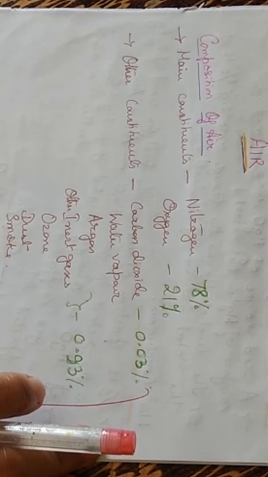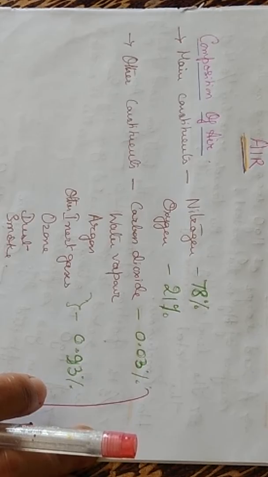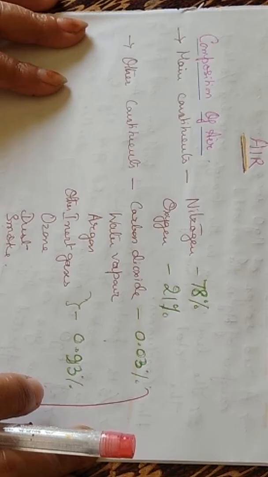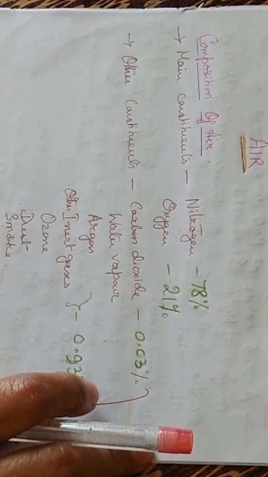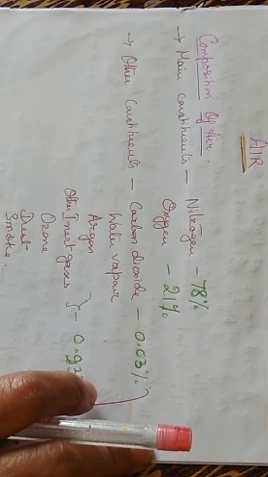Today I am going to discuss the air chapter according to ICSE syllabus class 7. It's a chemistry chapter. Air. We know that air consists of mainly nitrogen and oxygen. So nitrogen and oxygen are the main constituents of air.